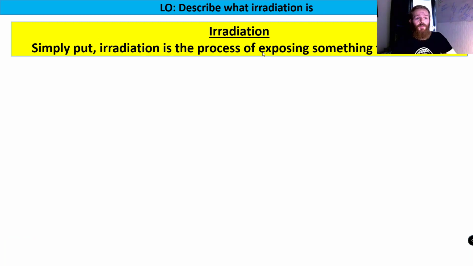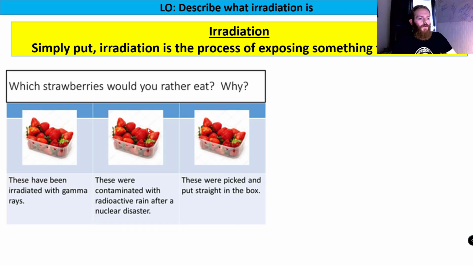Right, irradiation then. Simply put, irradiation is a process of exposing something to radiation. So let's have a think about that. We've got 3 different punnets of strawberries there. A punnet's just a name for a collection of strawberries. I want to know which one you would rather eat and why. So have a think about it.